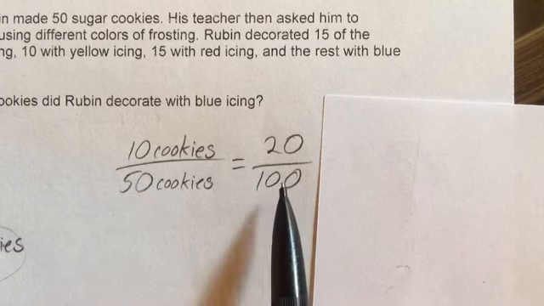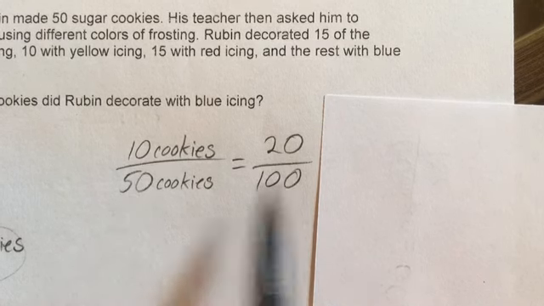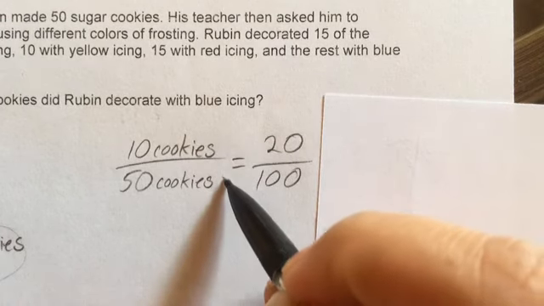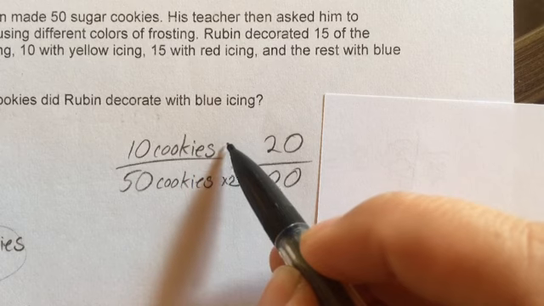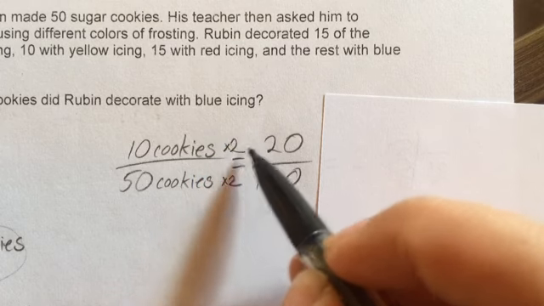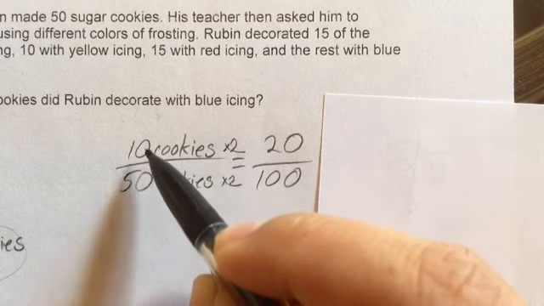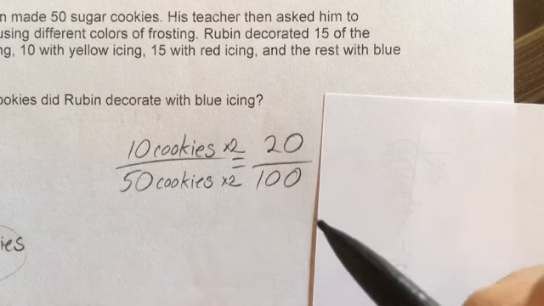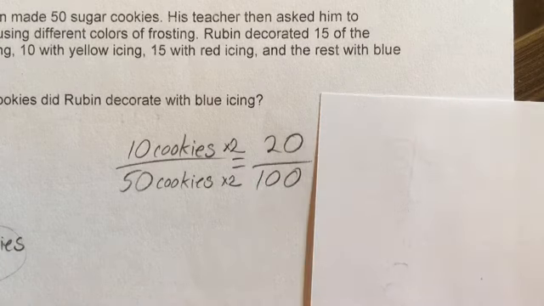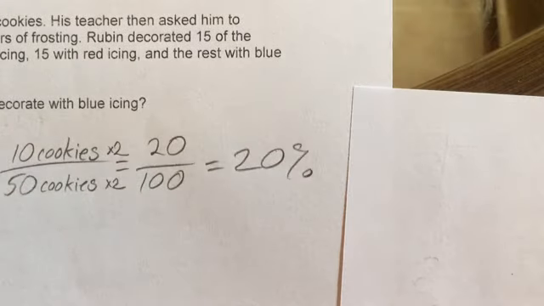50 cookies to 100. What do I need to do? I need to multiply by 2, right? Whatever you do to the bottom, you got to do the top. 10 times 2 is 20. So 10 over 50 is equivalent to 20 over 100. Now that it's over 100, I can give you the percent. It's 20%.